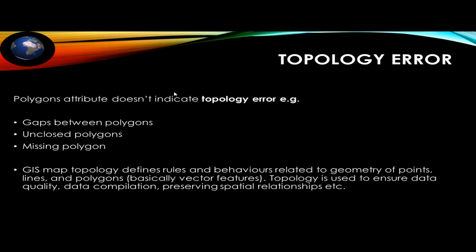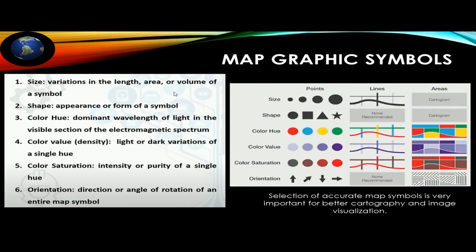All this arises through what you can call a topological error. The polygon attribute doesn't come under topological, the feature which we are demarcating. GIS map topology defines the rules and behavior related to the geometry of points, lines, and polygons, basically vector features, as I told. Topology is used to ensure data quality, data compilation, and preserving the spatial relationship between the data sets or the features. I will show you these things once I do them in GIS.